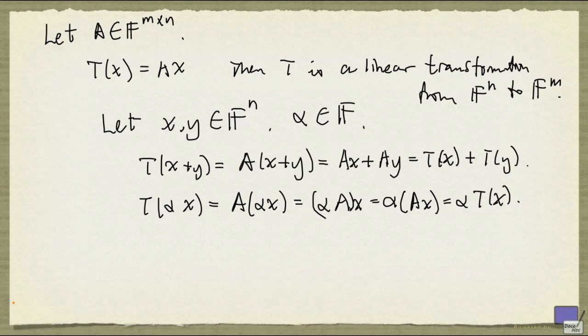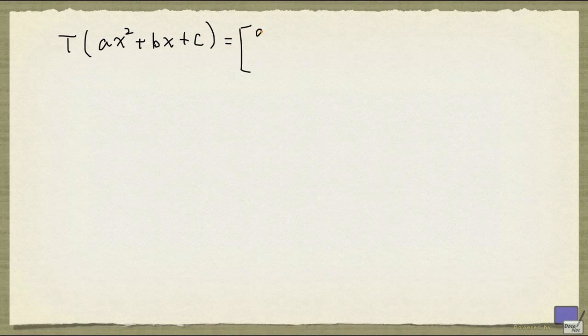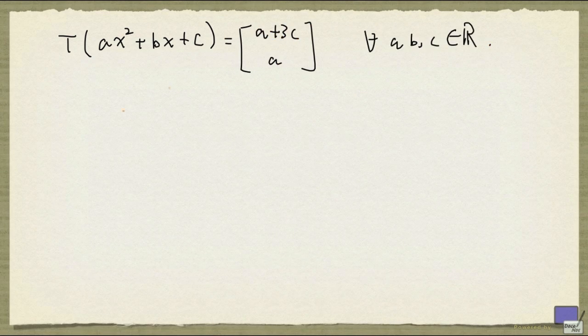And let's look at another example. This time we're going to let T be a mapping that takes a quadratic polynomial in x with real coefficients to R2, and is given by this. So I'm going to show that T is a linear transformation.